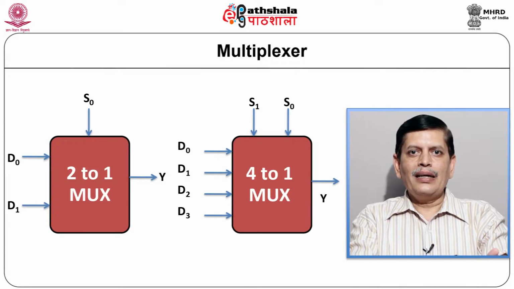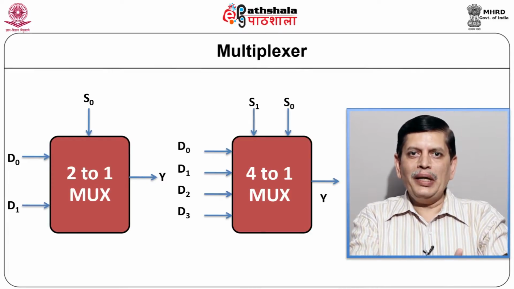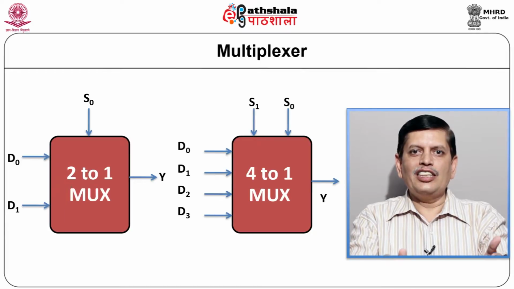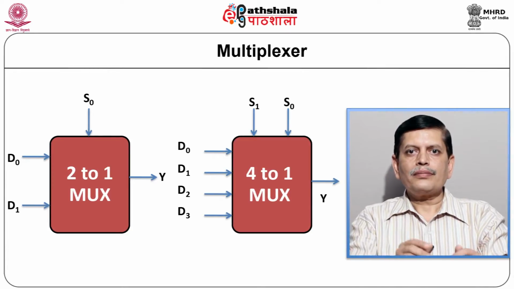These select lines are S0 and S1. Now, in this case we are considering S1 as MSB and S0 as LSB. The select lines will route the proper data from input to the output.